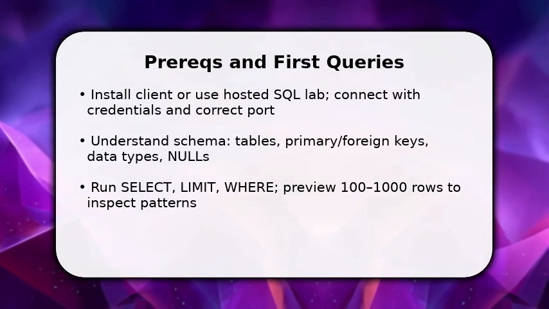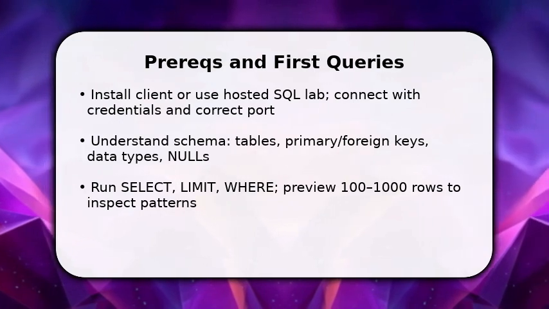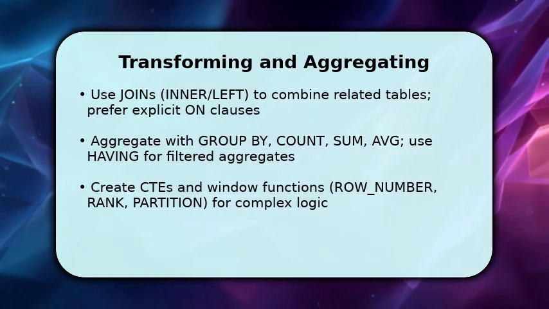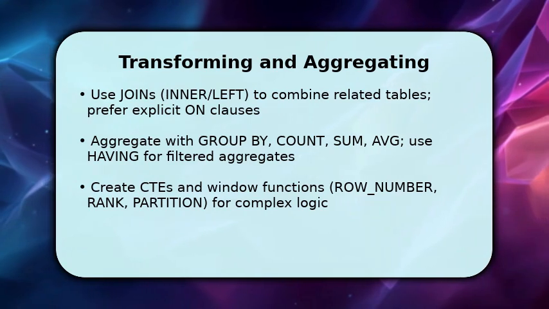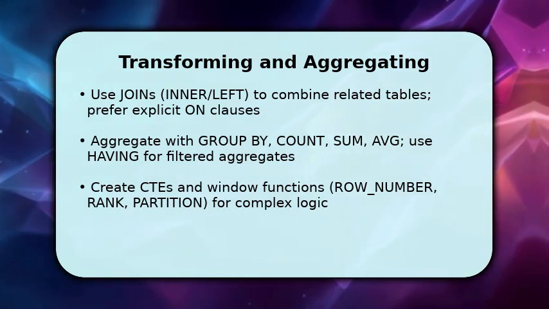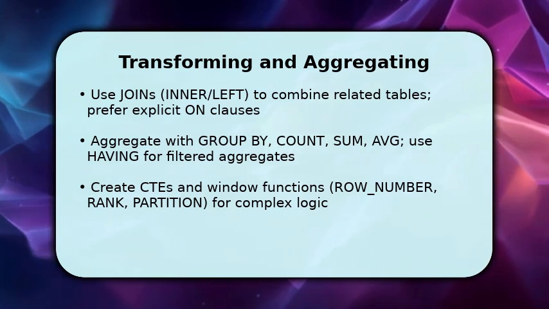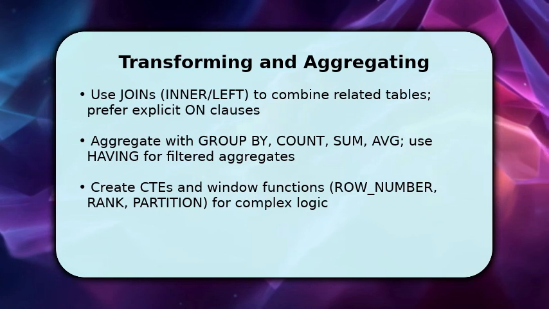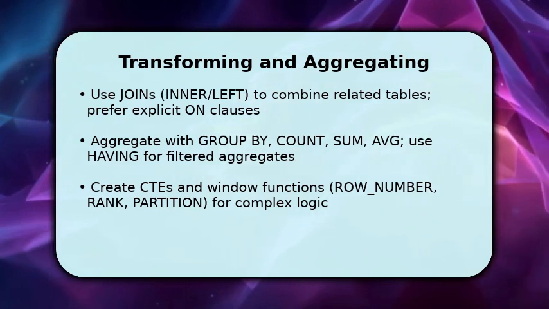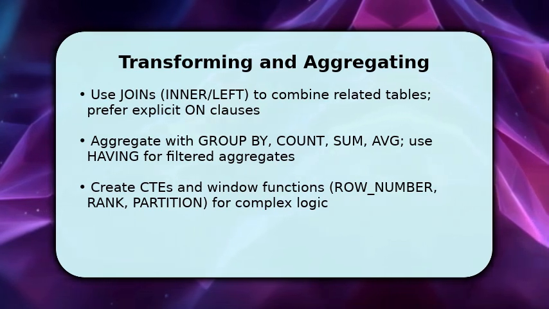Now you'll build the middle layer transformations that power analytics. Start with precise joins to combine tables. Explicit ON clauses avoid accidental Cartesian results. Next, aggregate using GROUP BY with COUNT, SUM, and AVG, and apply HAVING to filter aggregated output. Use CTEs to structure multi-step logic and window functions like ROW_NUMBER or PARTITION to compute running totals and ranks.